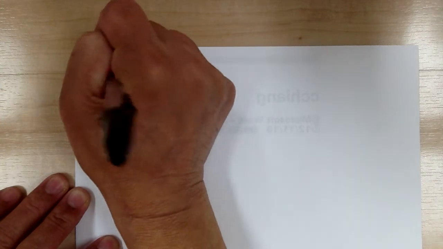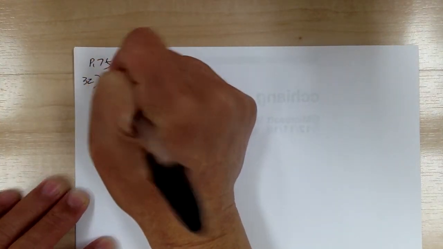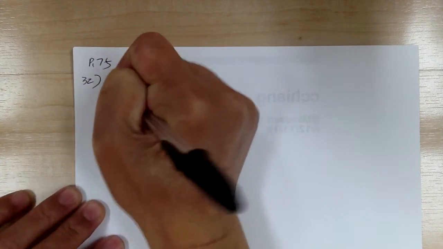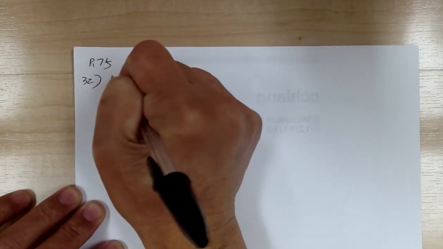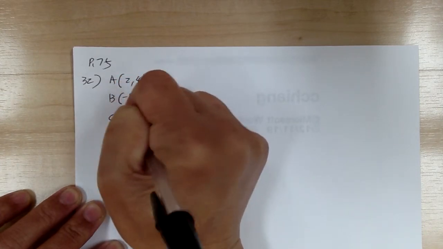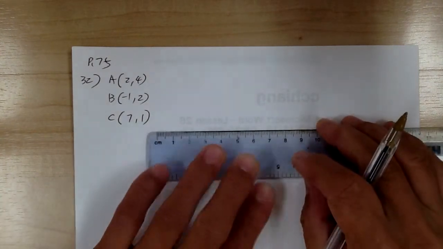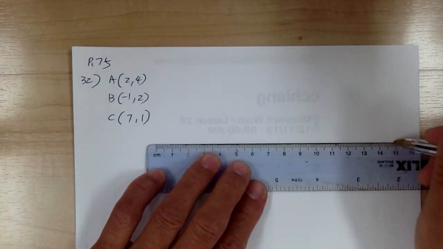So again, when a problem gets complicated, you just have to take your time and walk it through, and you want to avoid careless mistakes. Okay, so number 32, you have 3 points. Point A is at 2, 4. Point B is at negative 1, 2. Point C is at 7, 1. Go ahead and sketch out the 3 points.